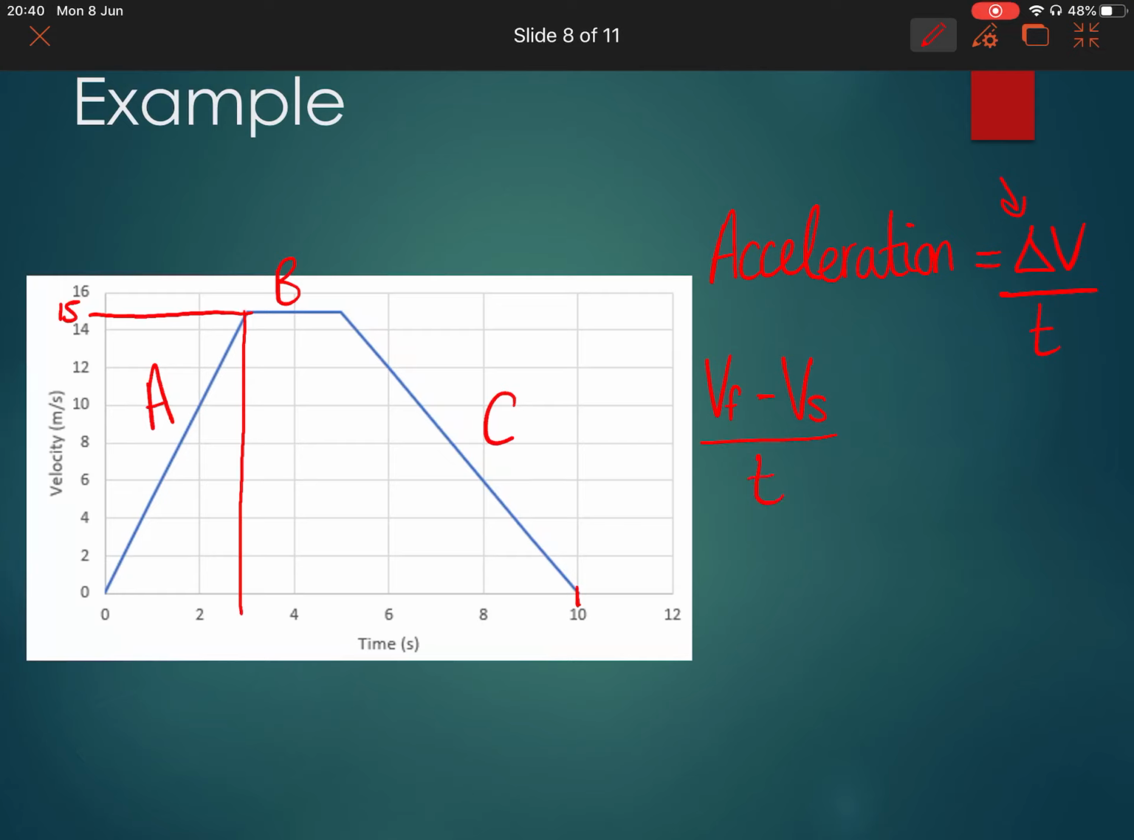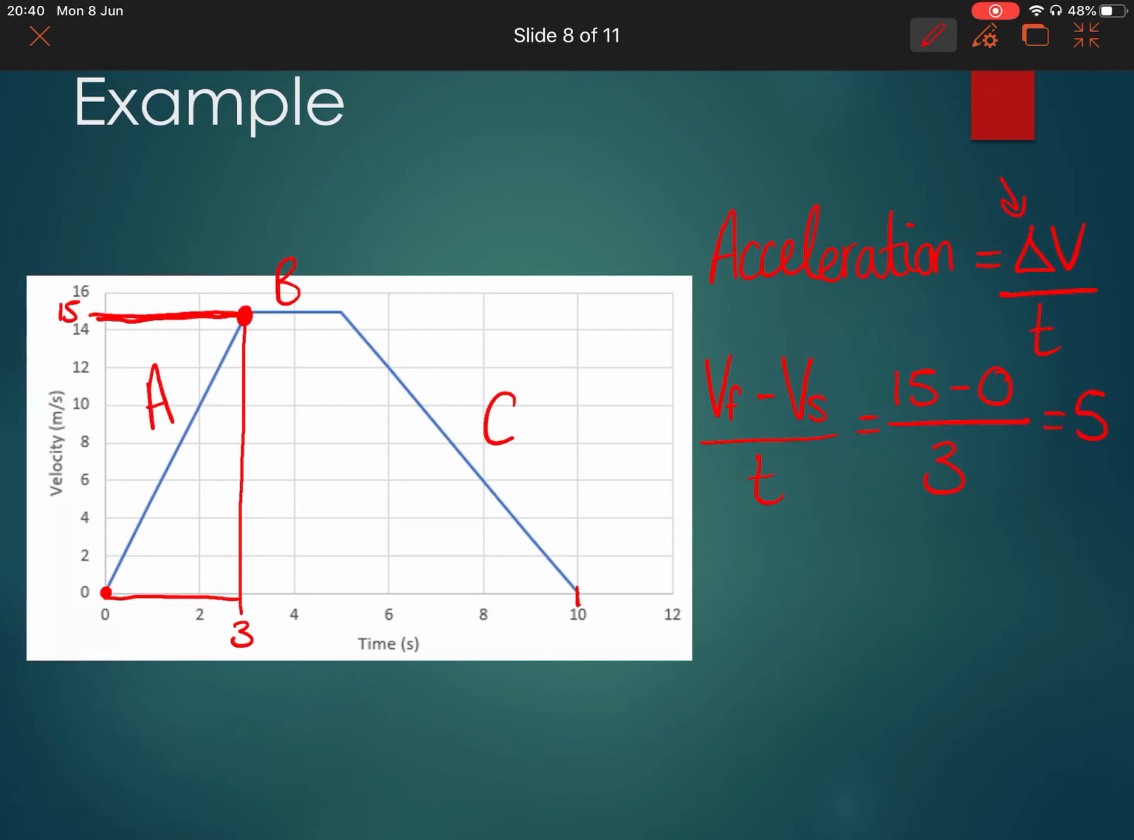Our final velocity for part A, where did we get up to? Our final velocity was 15 meters per second. Our starting velocity for section A was 0, so 15 minus 0, divided by the time it took to complete that whole section, which was 3 seconds. So 15 minus 0 is still 15, and then 15 divided by 3 is 5.